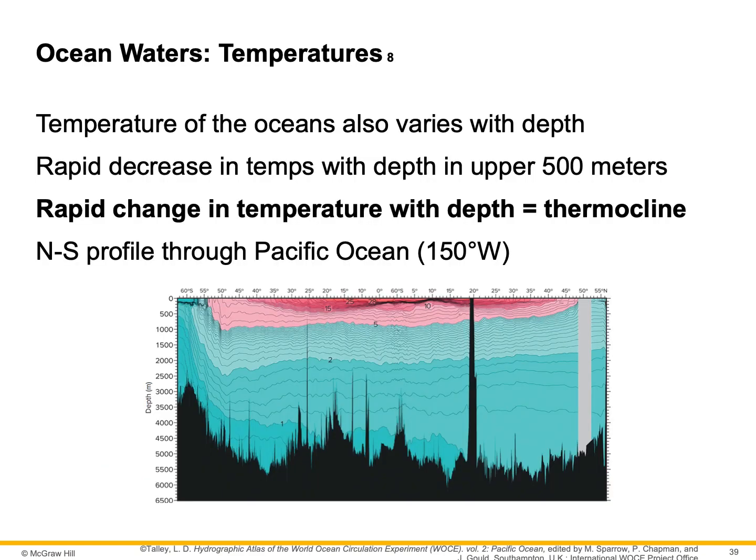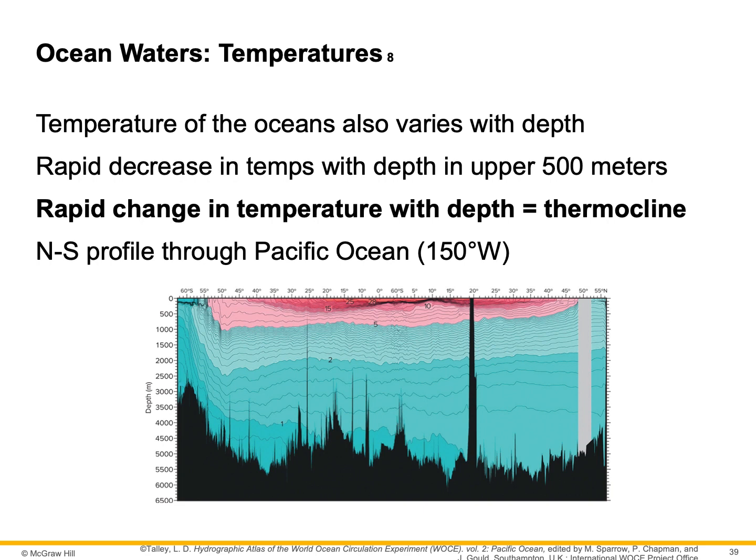Ocean temperature versus depth and latitude. The north-south profile through the Pacific Ocean along the 150-degree west meridian illustrates the range of temperature with depth and latitude. The temperature decreases with the depth. These temperatures are corrected for the temperature changes caused by increasing pressure with depth, thus called potential temperature.